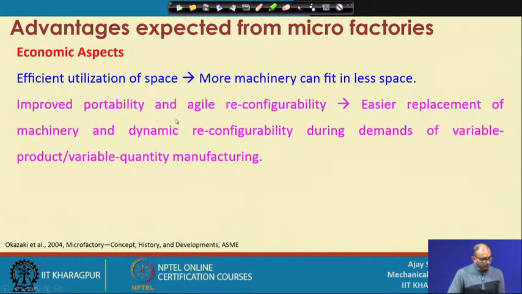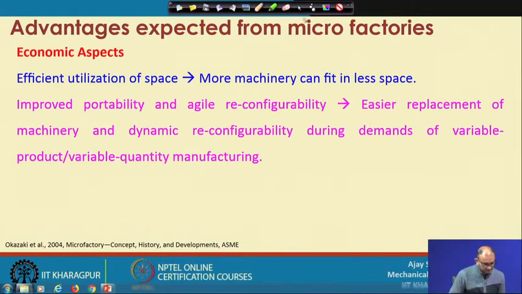Right. Improved portability and agile reconfiguration. Reconfigurability, easier replacement of machinery and dynamic configurability during demands of variable product and variable quantity manufacturing. So, what does it mean? Suppose you have small machines here.